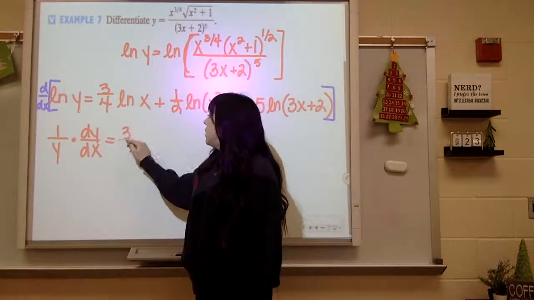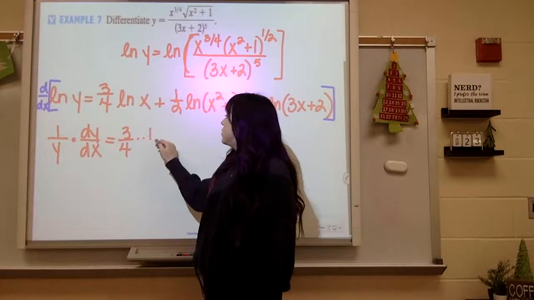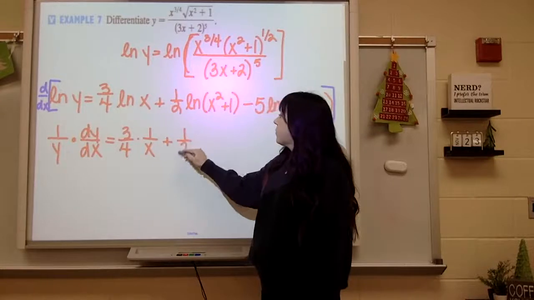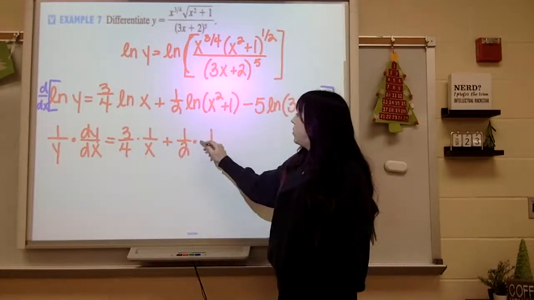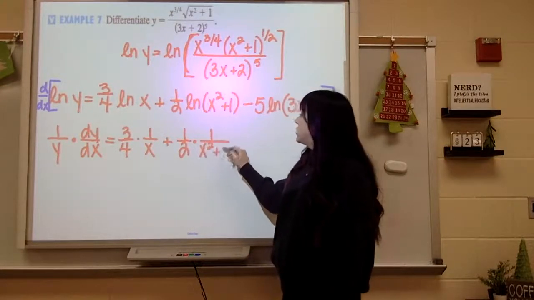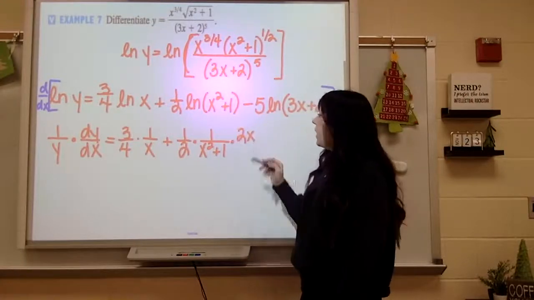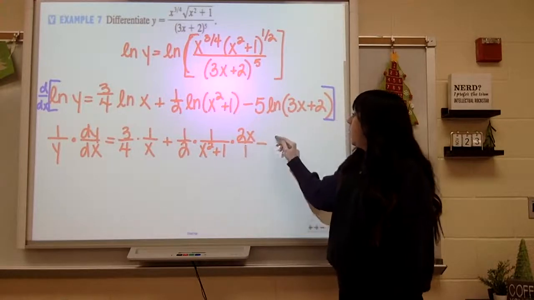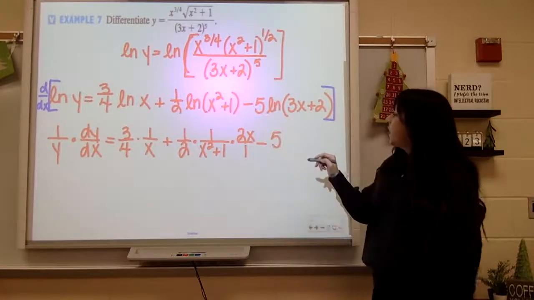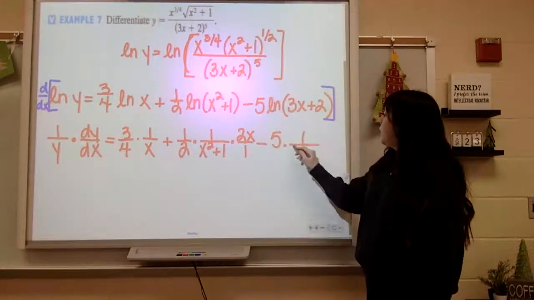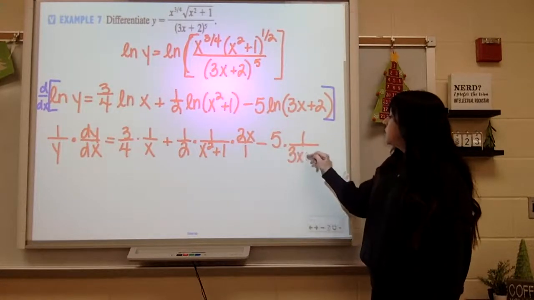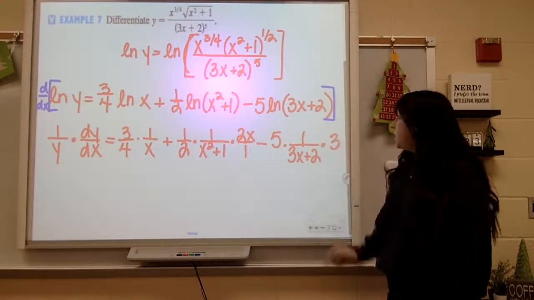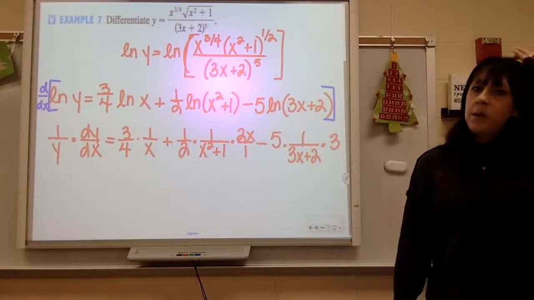Derivative of 3/4 ln x would be 3/4 times 1 over x. Next part, my derivative would be 1 over x squared plus 1 times 2x, because that's the derivative of the baby. And then at the end, 5 times the derivative of ln of 3x plus 2 would be 1 over 3x plus 2 times 3, because that's the derivative of baby.